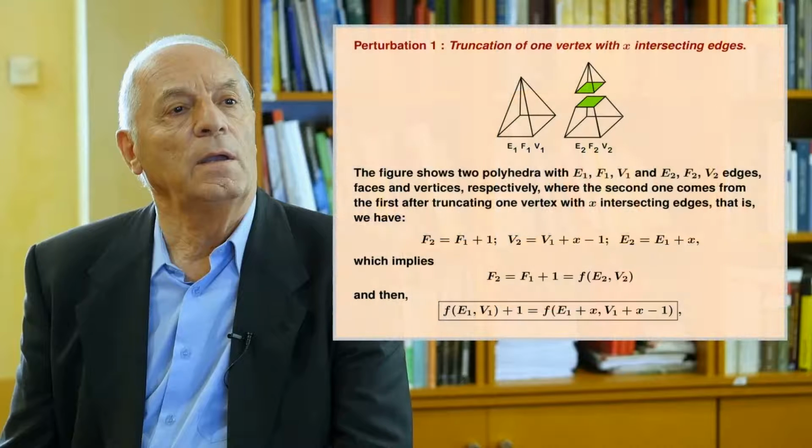Our first perturbation 1 consists of a truncation of one vertex with X intersecting edges. The figure shows two polyhedra with E1, F1, V1, and E2, F2, V2 edges, faces and vertices respectively, where the second one comes from the first after truncating one vertex with X intersecting edges. That is, we have the indicated relation between these elements for the initial and the resulting polyhedra.